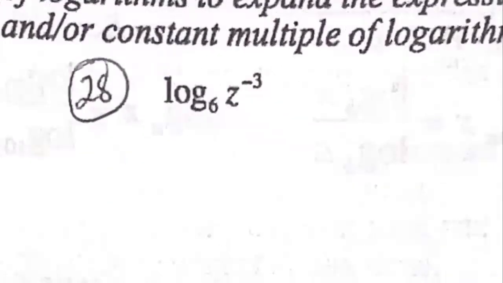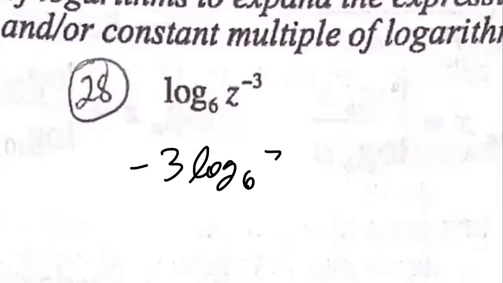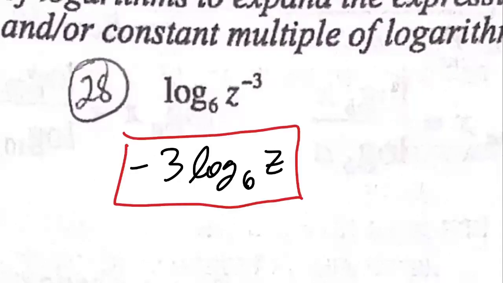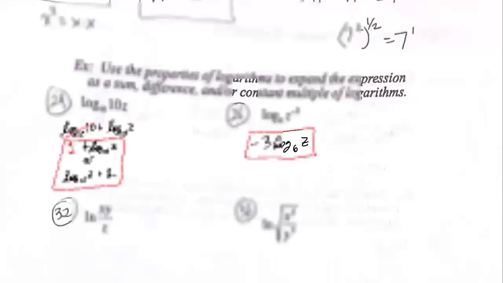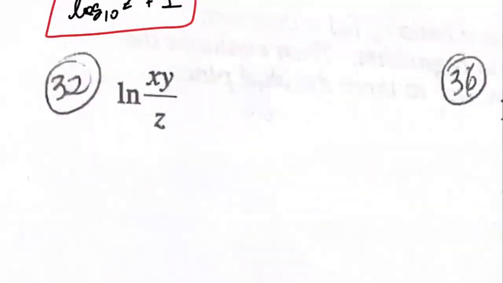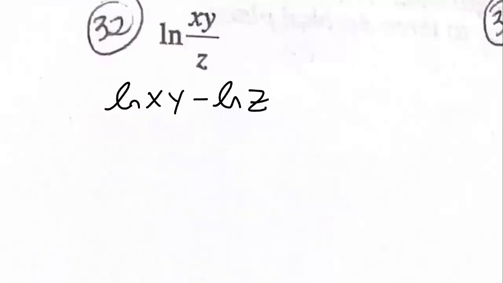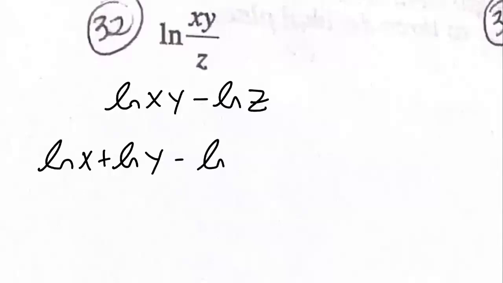Number 28, using the power rule. You just bring the exponent to the front, and that's it. You can't go any further than that. 32. And so we're going to do the quotient rule first, and then use the power. And that is the answer.